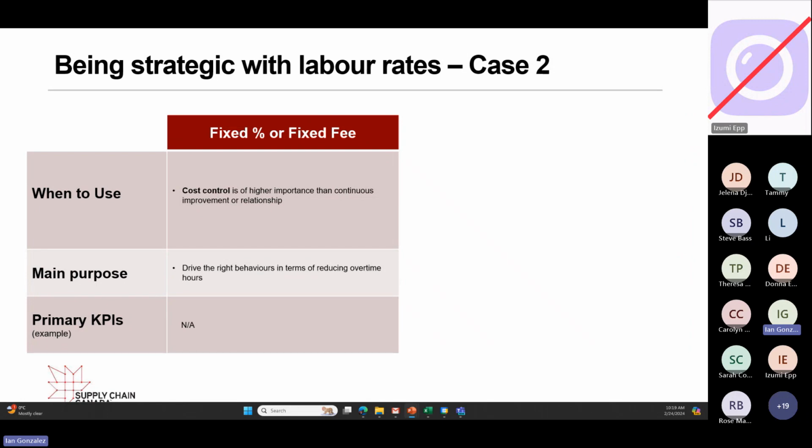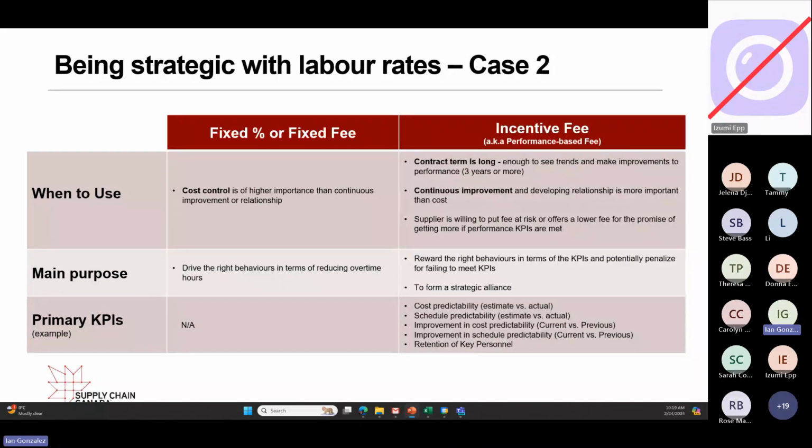The main purpose of your traditional commercial fixed percentage or fixed fee is to drive the right behaviors in terms of reducing overtime hours. And there are no KPIs for this because you pay as you use, right? That's why incentive fee is a little bit harder to implement, but hopefully in the next slide, you'll see that this is something we should consider.